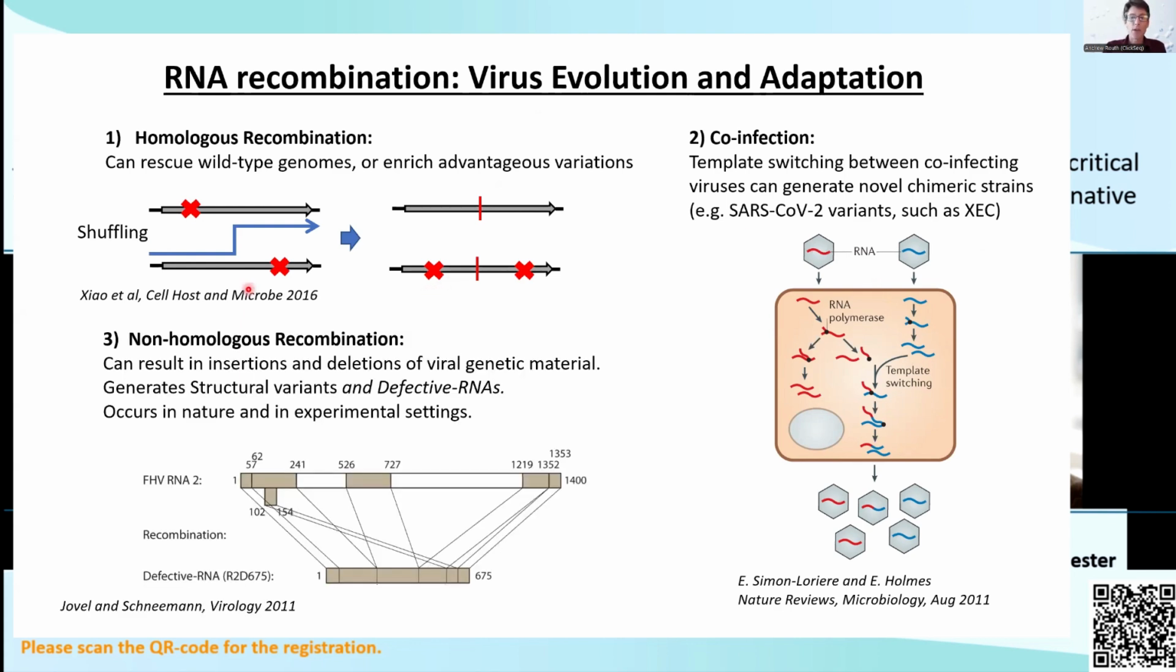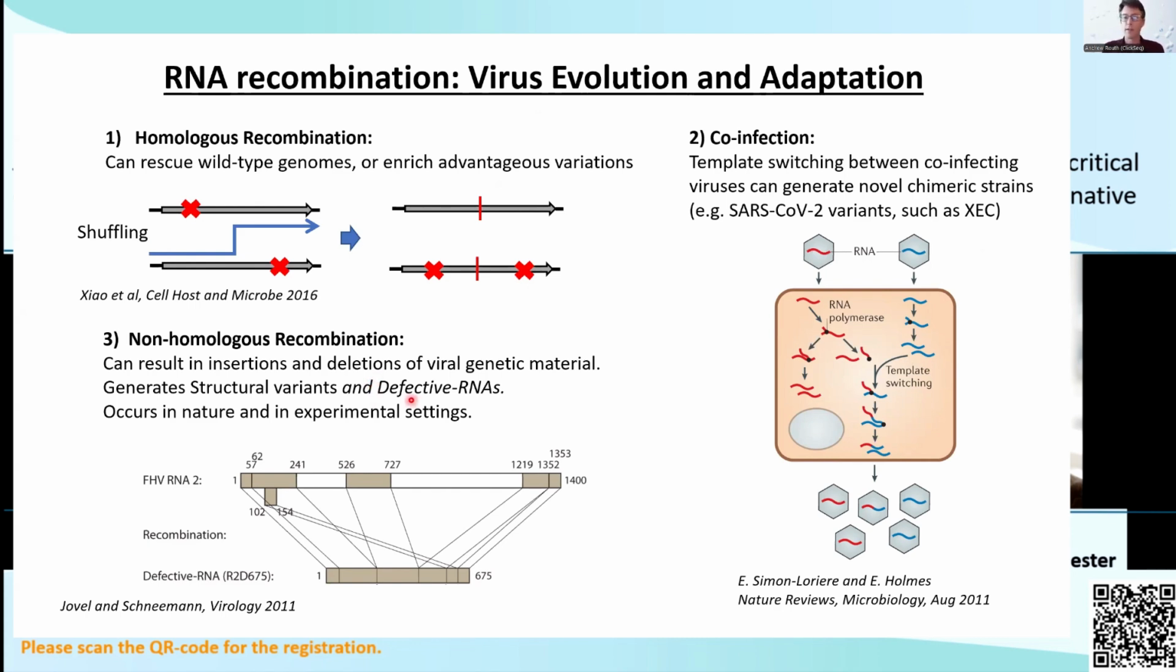Sometimes recombination can occur between non-homologous sites. In other words, you get a recombination event that deletes or inserts nucleotide sequences into the viral genome. This occurs frequently during virus replication and can result in structural variants, such as the insertion we saw in the furin cleavage site of SARS-CoV-2, and can also result in the formation of defective genomes, or defective RNAs. These defective RNAs occur routinely in nature, and they can affect the outcomes of disease or the efficacy of vaccines.